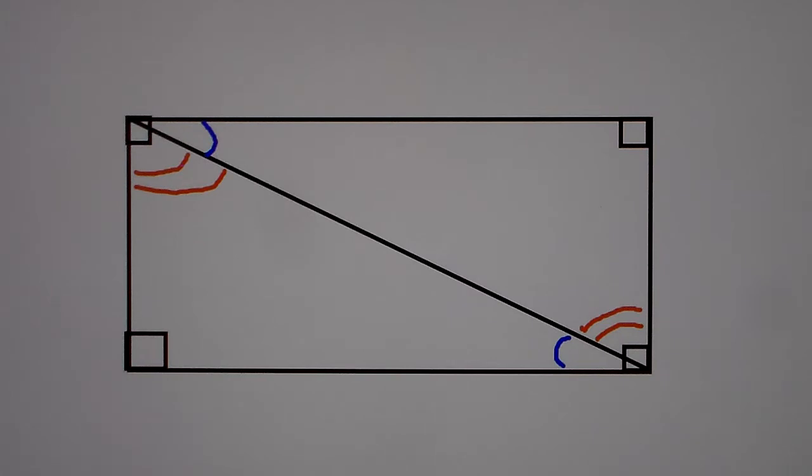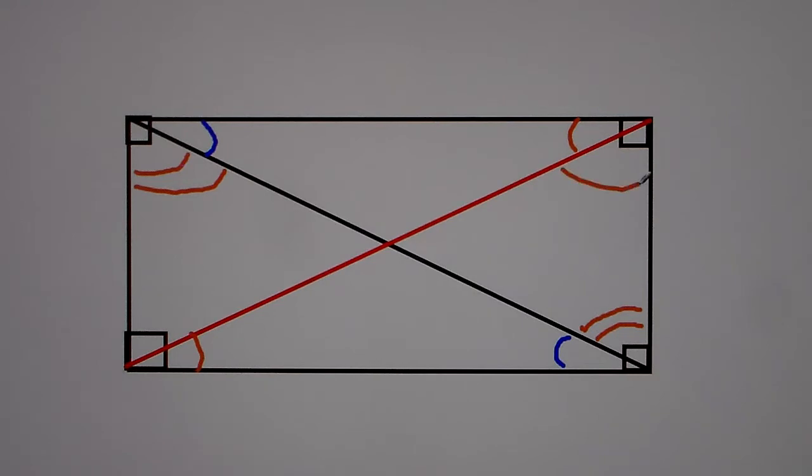And vice versa, if we also had a line going this way, this red line, we know that this angle is equal to this angle, and this angle is equal to this angle. Let's do 3 just in case.